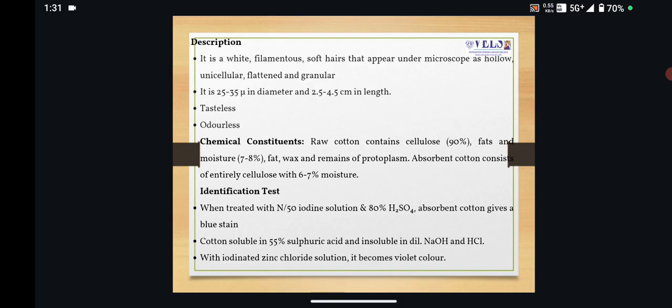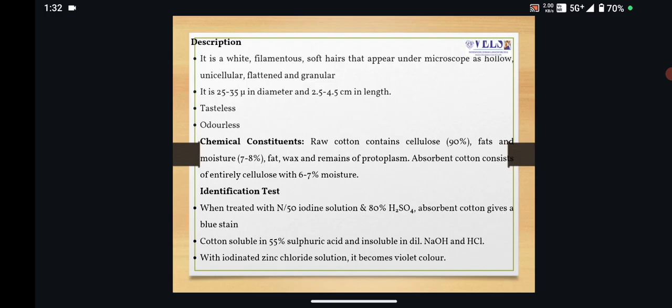Description: it is a white fragmented soft hair-like structure which appears under the microscope as a unicellular, flattened trichome with a pointed end. It is about 25 to 35 micron in diameter, 2.5 to 4.5 centimeter in length. There is no odor, no taste. Raw cotton usually contains 90% cellulose, the remaining 10% may be fat, moisture, wax and protoplasm. Absorbent cotton contains almost 99% cellulose, with only a little moisture, about 7%.